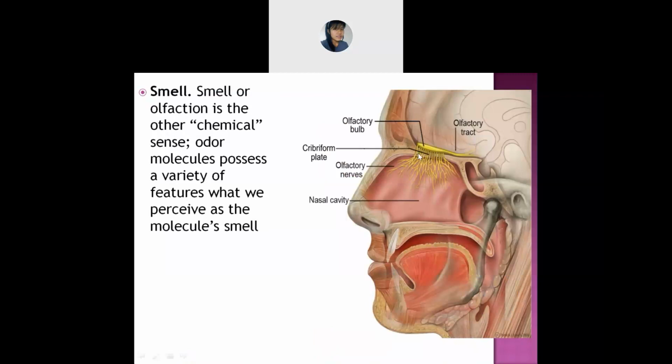Okay, next is nose. We have discussed the ear, and now we will discuss the others. Can you see the screen?